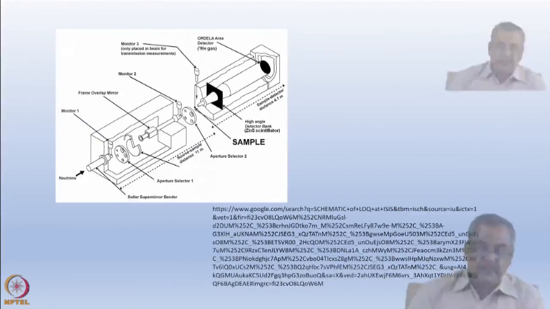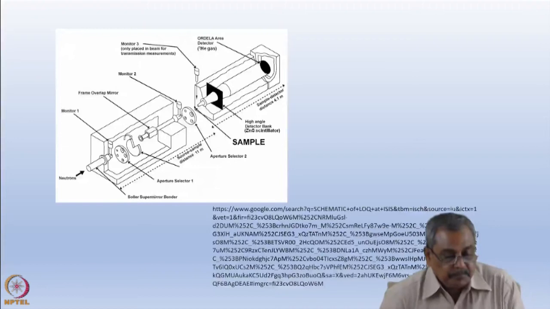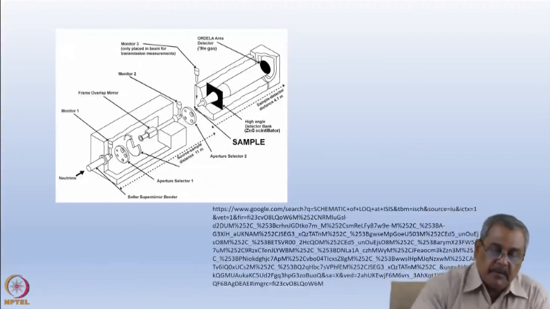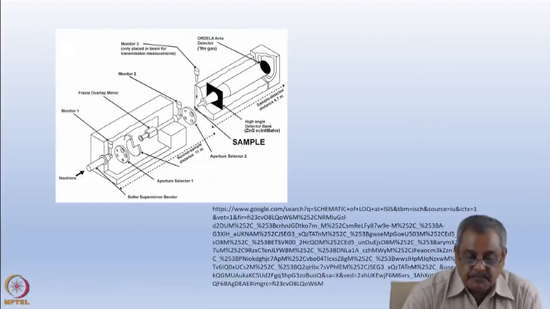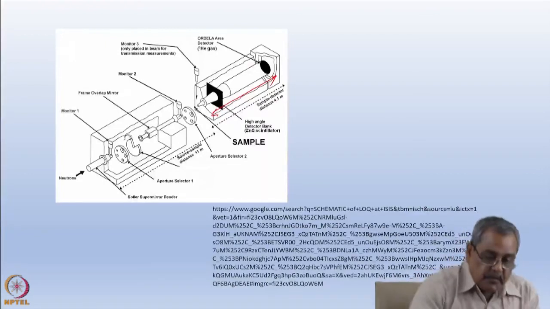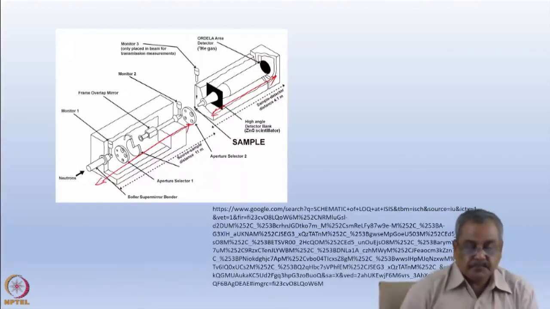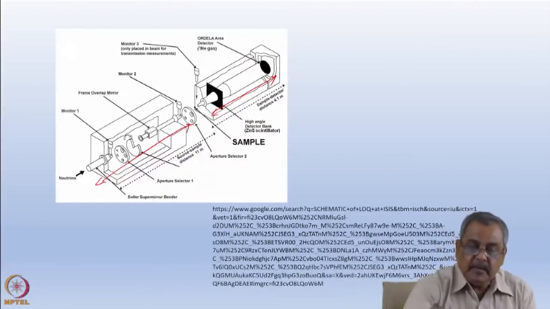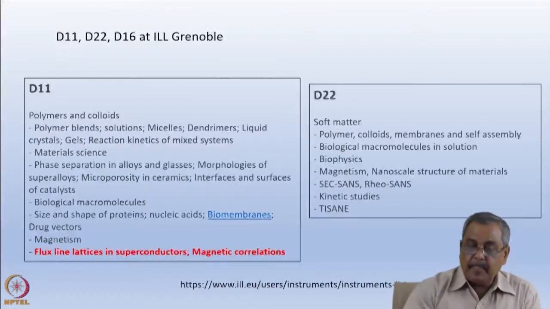So this is just a schematic of the LOQ instrument. You can see the large flight path before the sample, and there's a large flight path after the sample, which dictates the collimation, and this dictates the resolution with collimation on the detector.